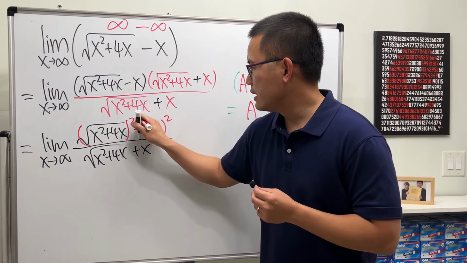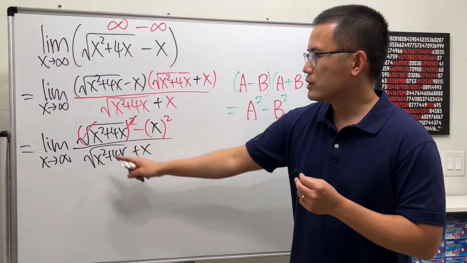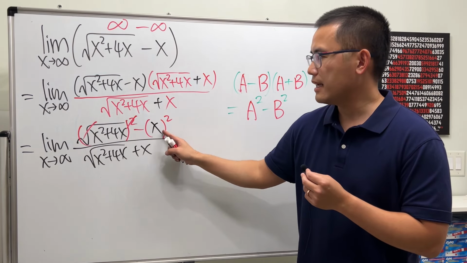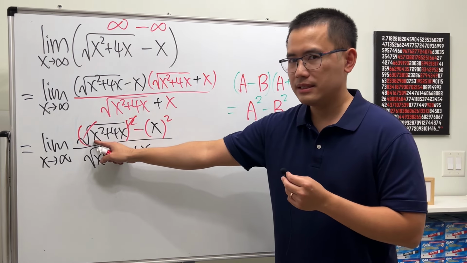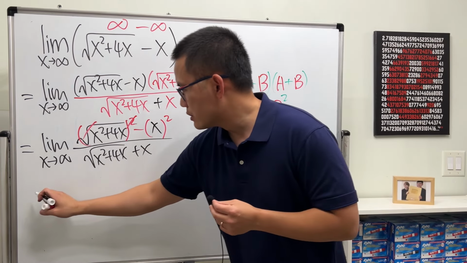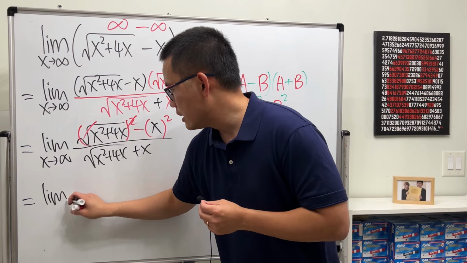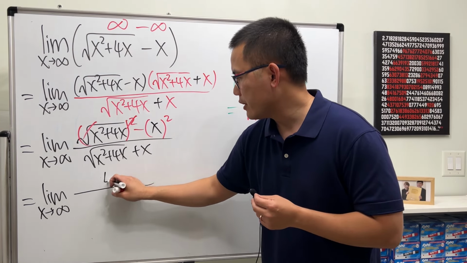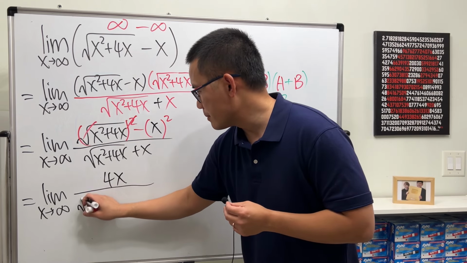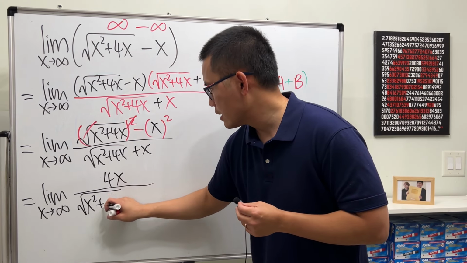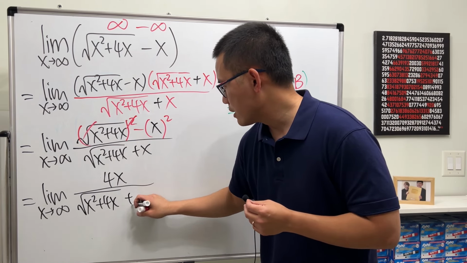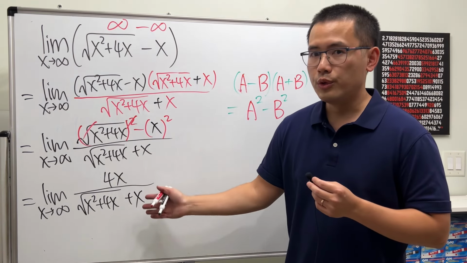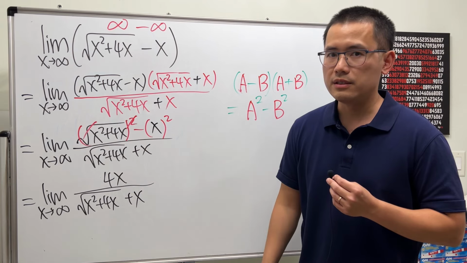Alright, now you see this and that cancel out. So the top is just x squared plus 4x, and then minus x squared. So in fact, this and that, they cancel. So we have the limit as x approaching infinity of just the 4x right here, and then the bottom stays the same. Now, if you put infinity into the top and bottom, you will notice this is an infinity over infinity situation.